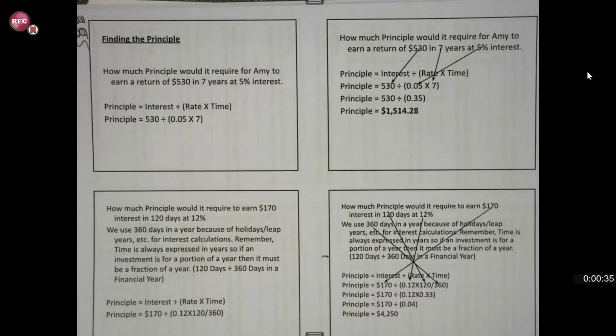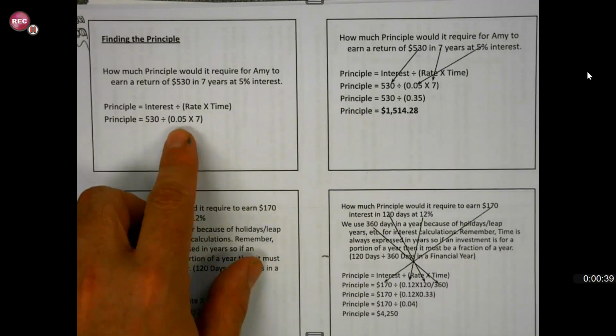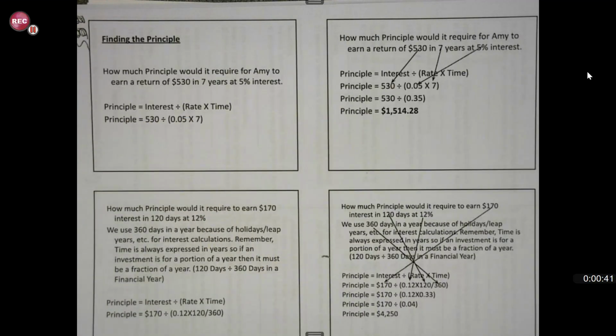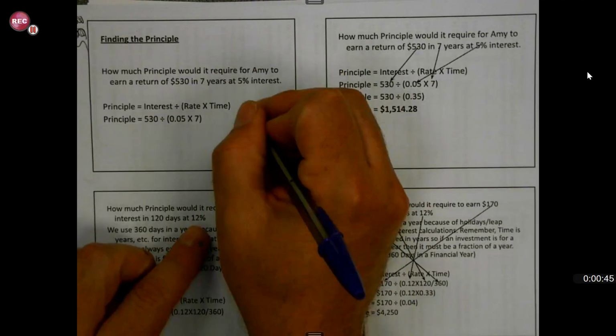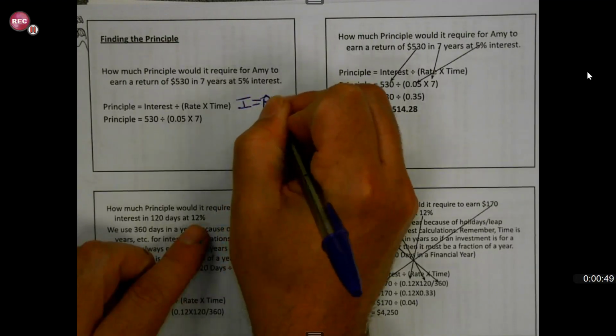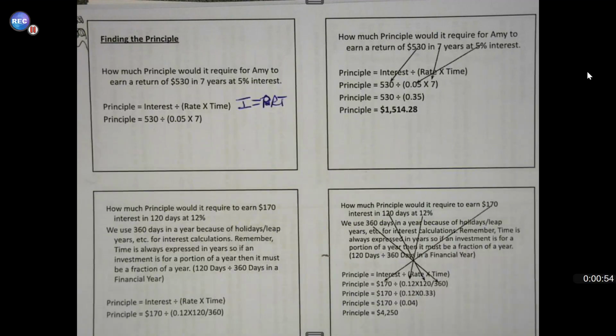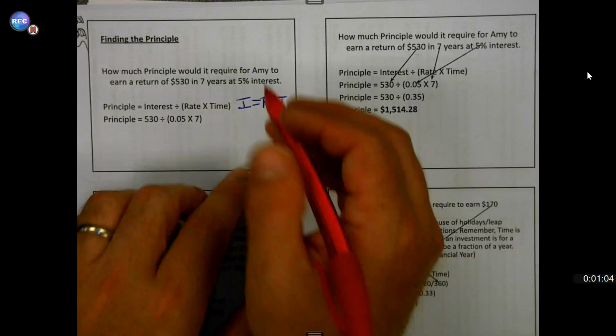So here, they switch the formula around on us. Now, we have a choice here. What they chose to do is take the interest formula and decided to solve for principal. Now, I'm not sure I'm giddy about this idea, but I'll show you one, and then you can see how you want to do this.